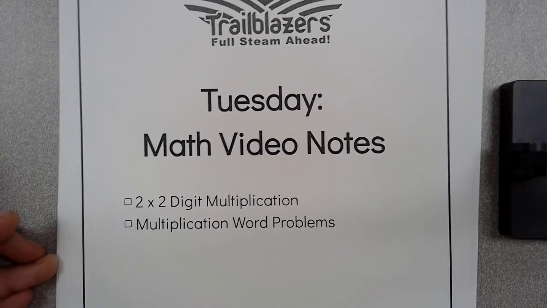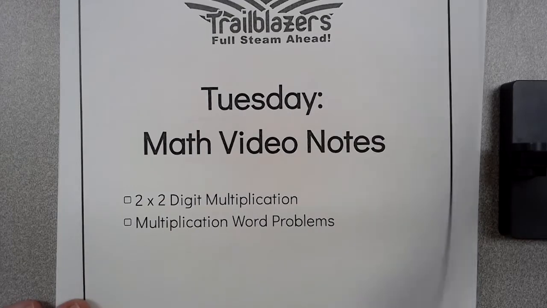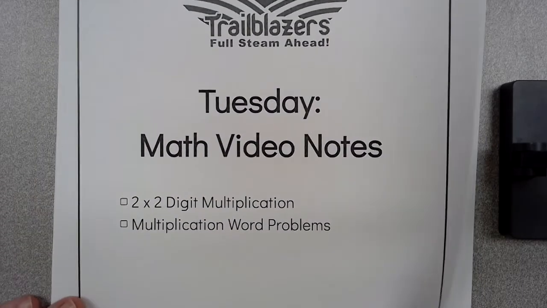All right, fourth graders, this is Tuesday's math video. We are going to be stepping back when doing 2 by 2 digit multiplication. We're also going to be doing some lovely word problems. So let's get started. We're not going to the word problems yet.